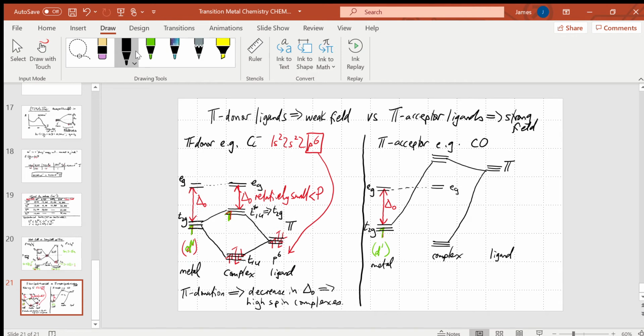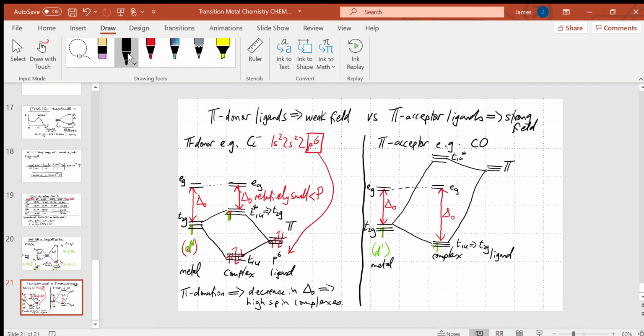Okay. So we've got nothing to donate with, so the metal electron is free and clear to go down into the complex. And so we've effectively made delta O larger. We could label some of these again. T1U, that's effectively now T2G. This would be T1U star. Okay, so we've effectively made delta O larger.